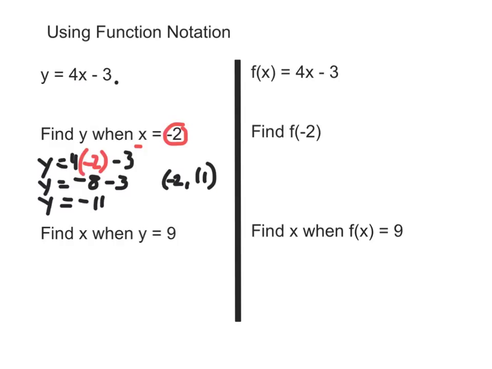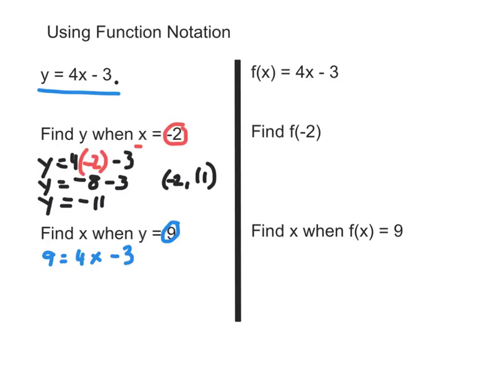The second example, find x when y equals 9. This time, it means we're putting 9 in wherever we see y. So again, the equation will start off now. This equation, y equals 4x minus 3, we're going to put a 9 in for y. This time, we're going to solve for x.